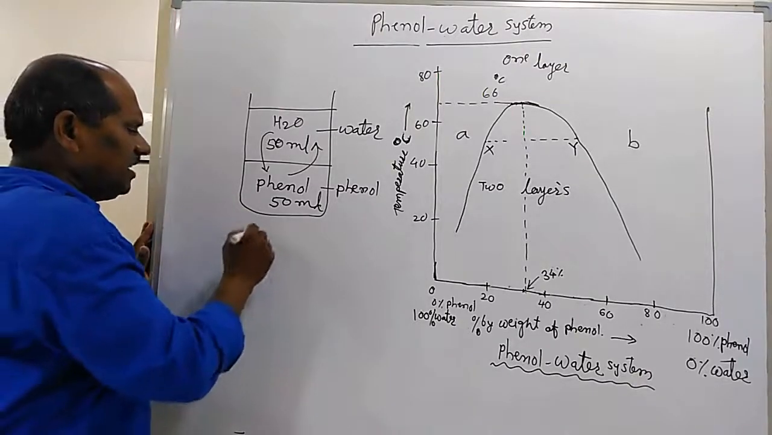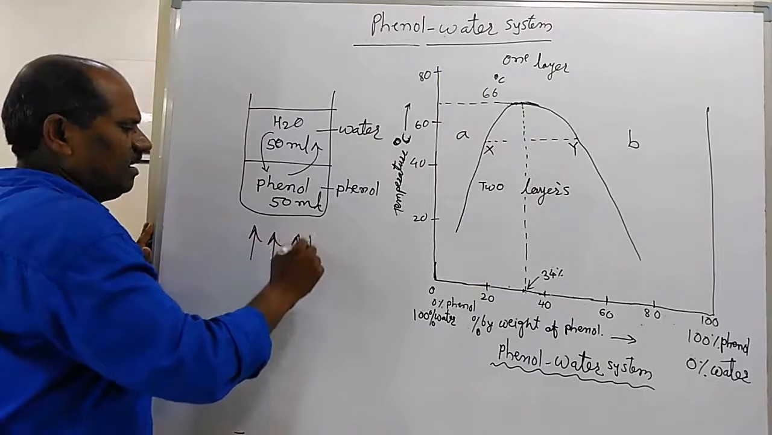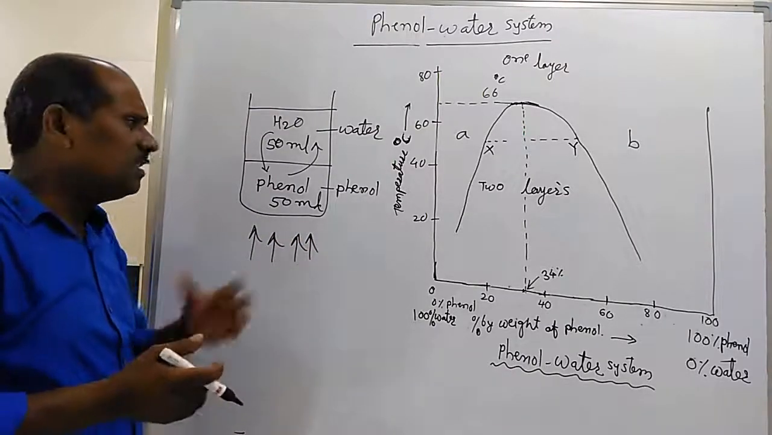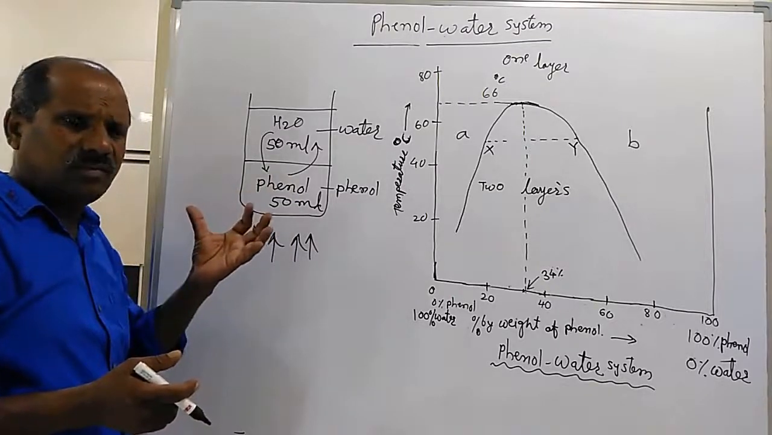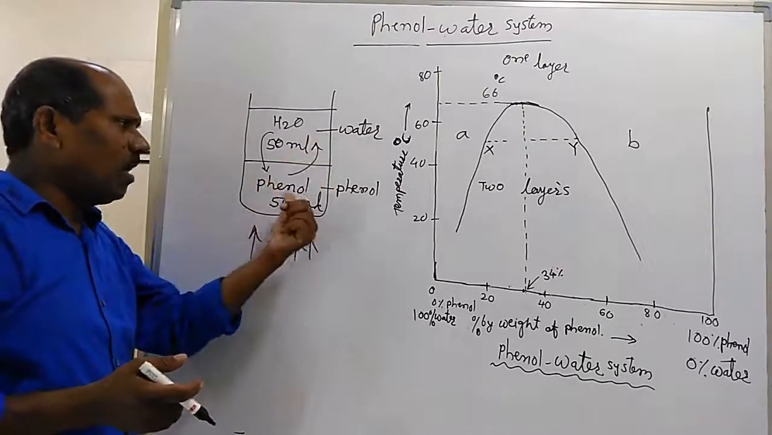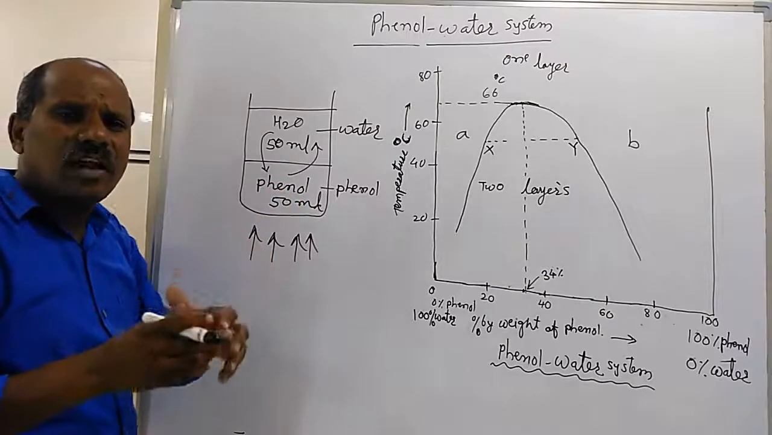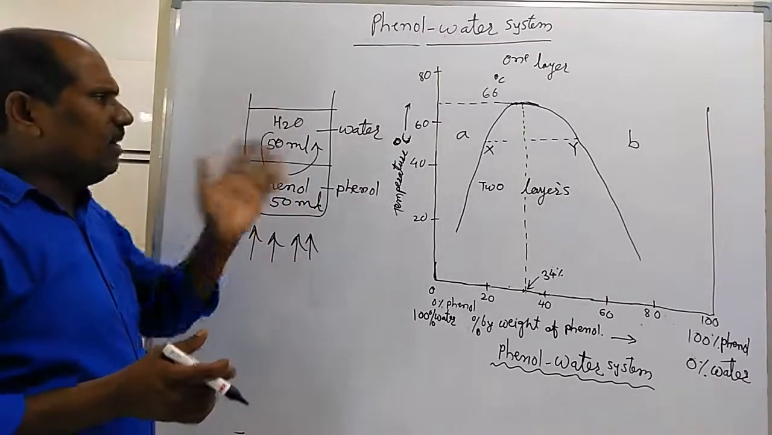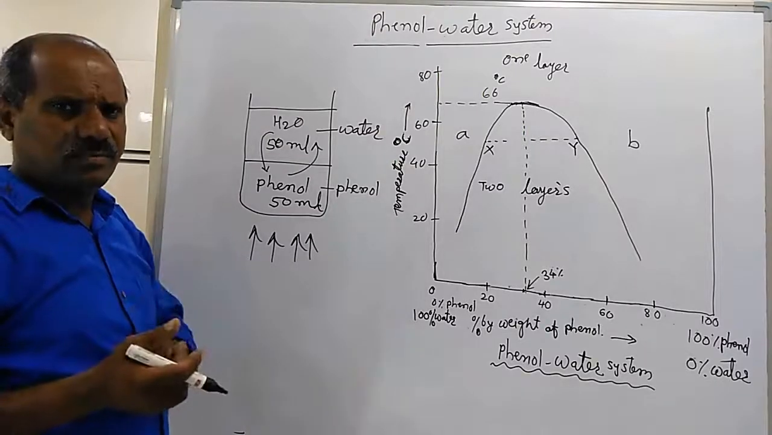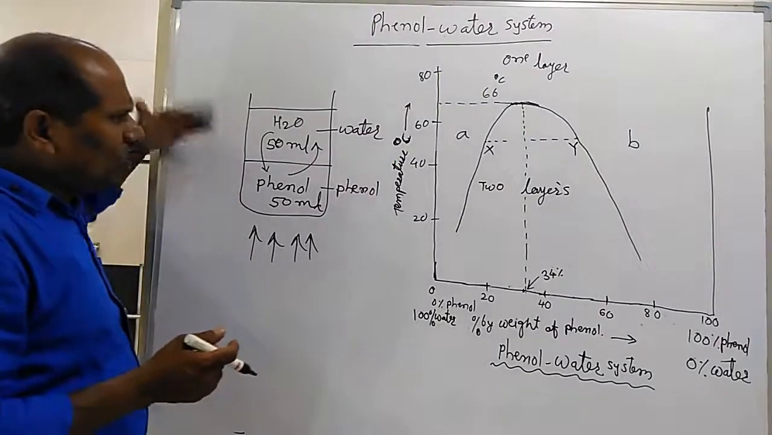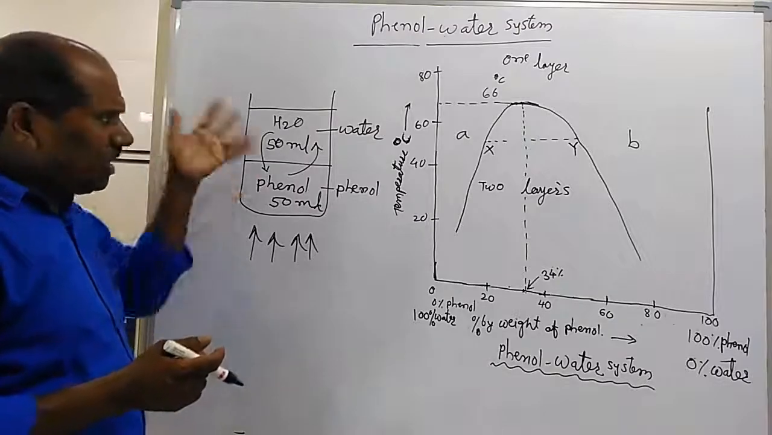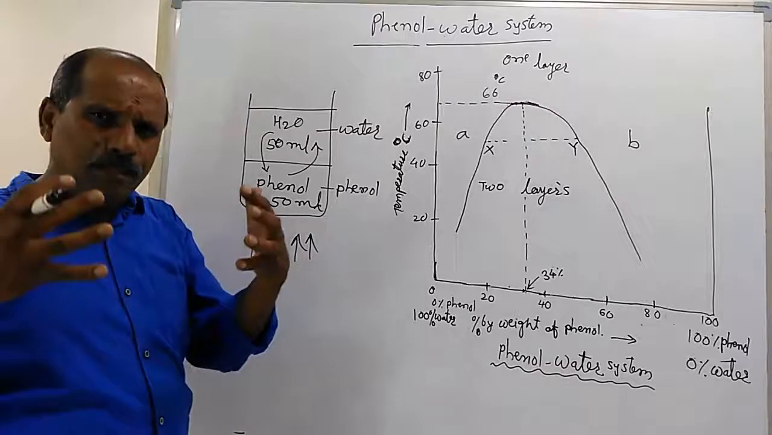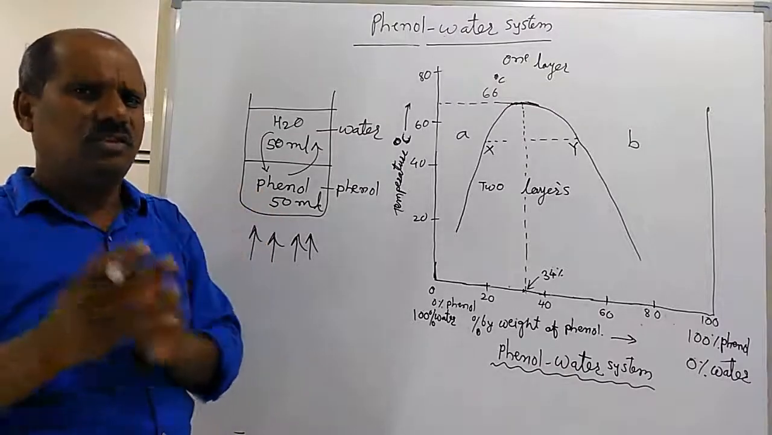Whenever the system is heated, or we start to warm it, then what happens? The solubility of water into phenol and phenol into water starts to increase. As the temperature increases, the solubility also increases. And at a particular temperature, the two liquid layers become completely miscible with each other.